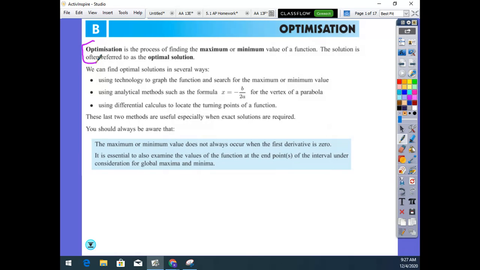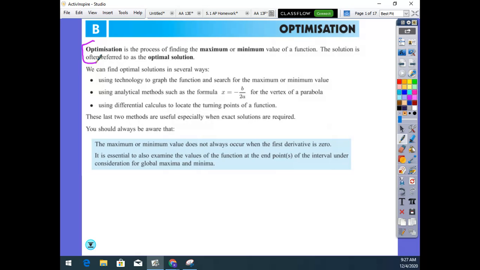Optimization is the process of finding the maximum or minimum value. Doesn't it make sense that if you want to optimize something, you want to find the maximum or find the minimum? So whenever the question says to maximize something, that's when you're going to be using calculus.